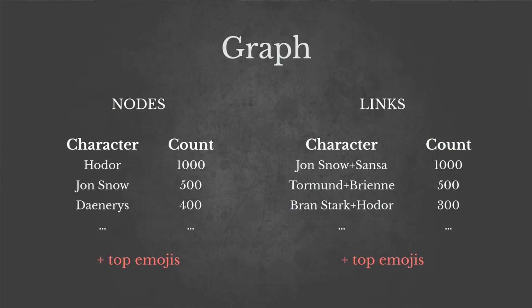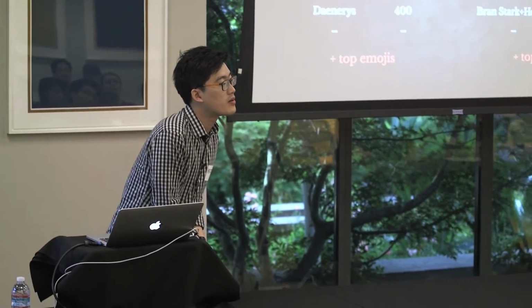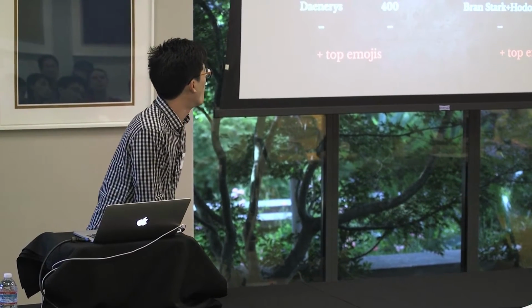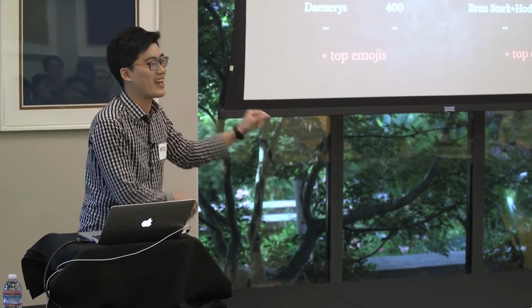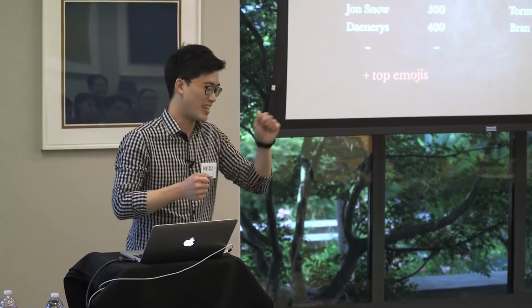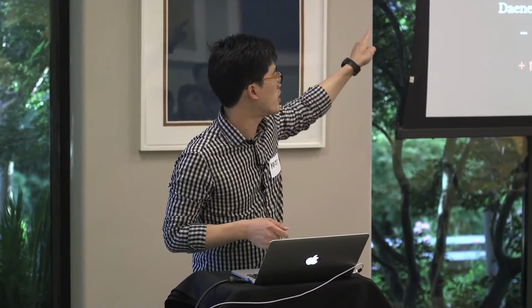This is actually graph data, because you have characters that are nodes and the links. Yes? Curious, for the character Jon Snow, you have 500 count, but for links you have 1,000. This is fake data, sorry. But thank you for pointing out. I will fix that next time. So yes, the node count should always be more than the link count.